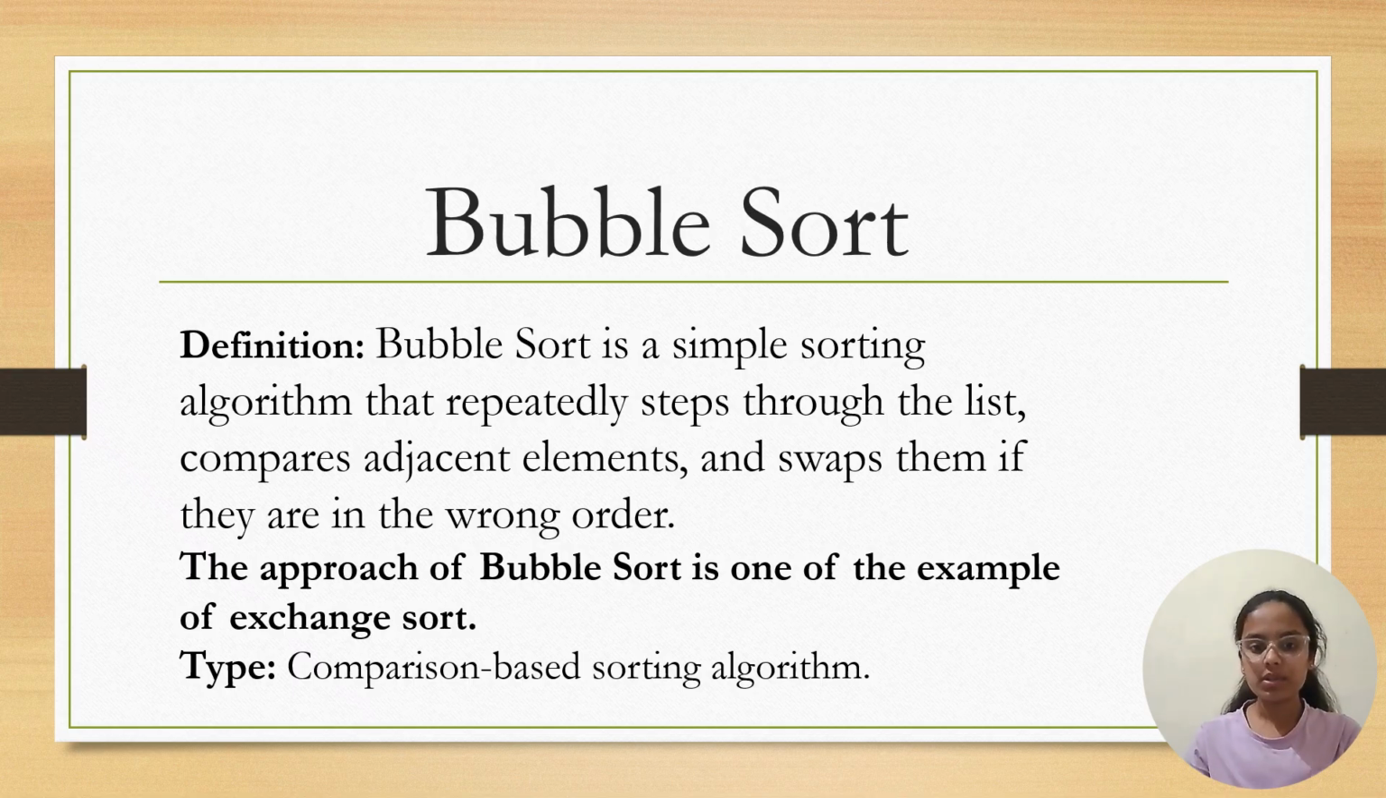The approach of bubble sort is one example of exchange sort. Here we exchange the adjacent elements if they are in the wrong order. It is also a comparison-based sorting algorithm because we compare the adjacent elements.